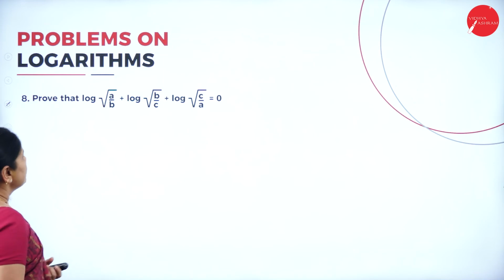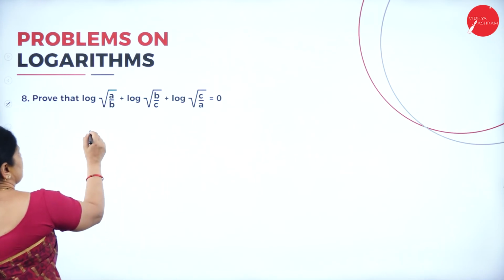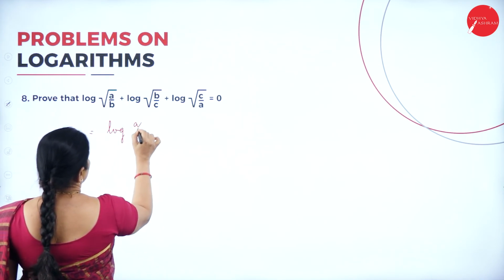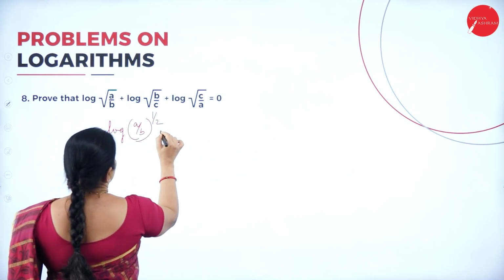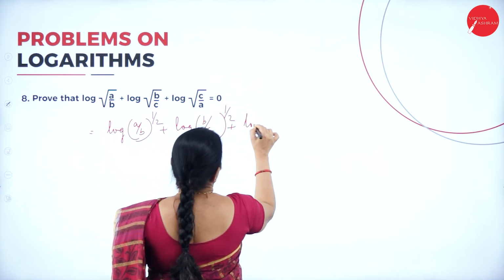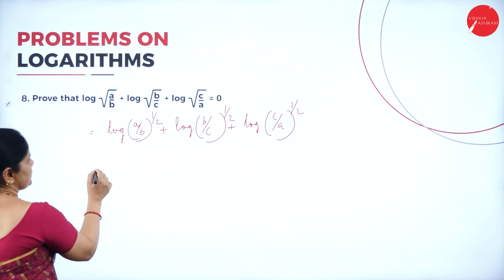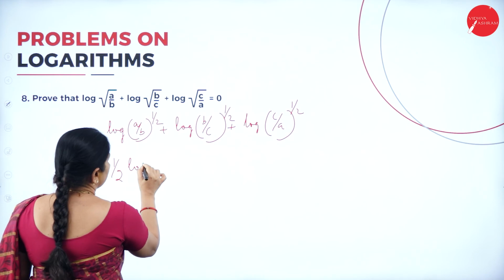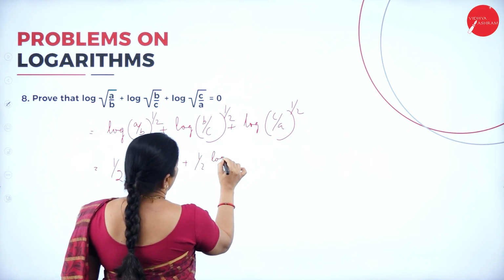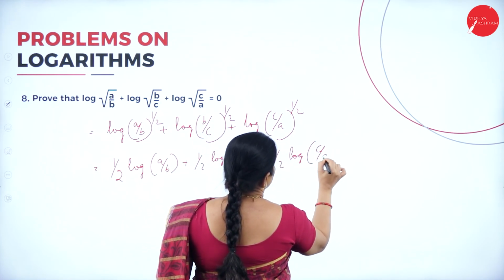Now the next problem given. So this is log root of a by b plus log of root b by c plus log of root c by a. Now, here we have this equation. I can write it as half of log a by b plus half of log b by c plus half of log c by a.